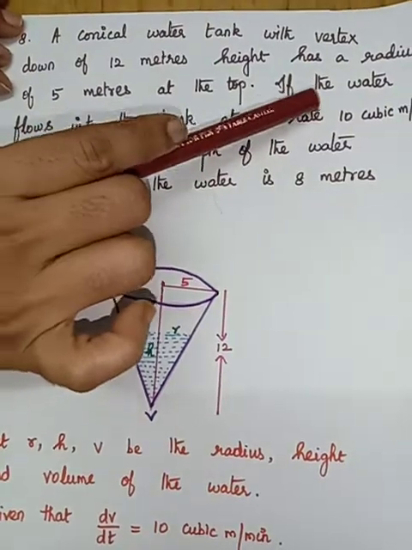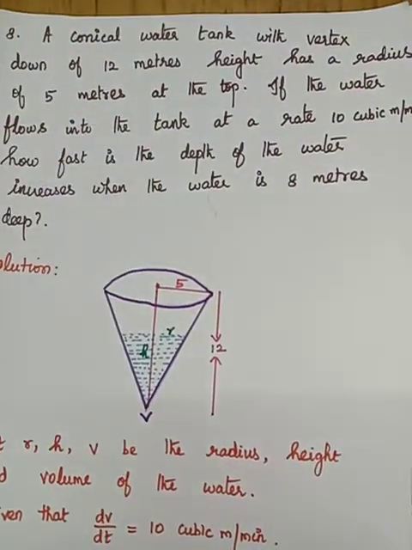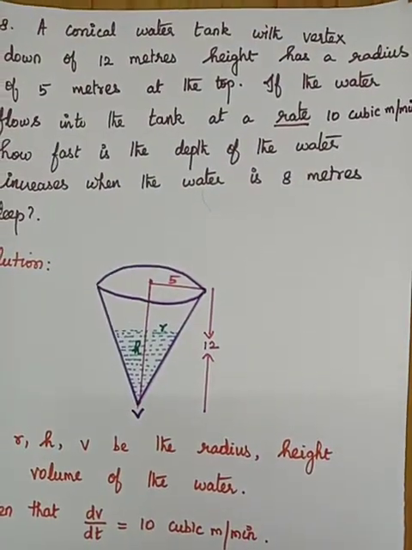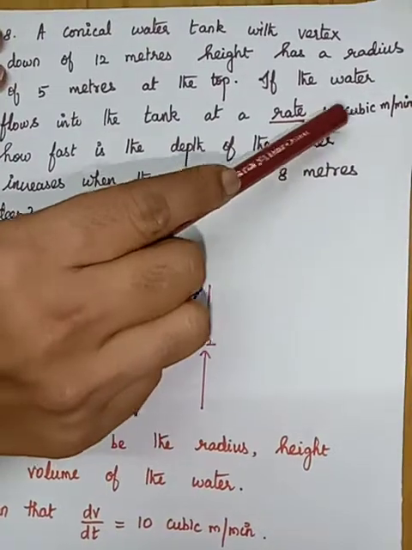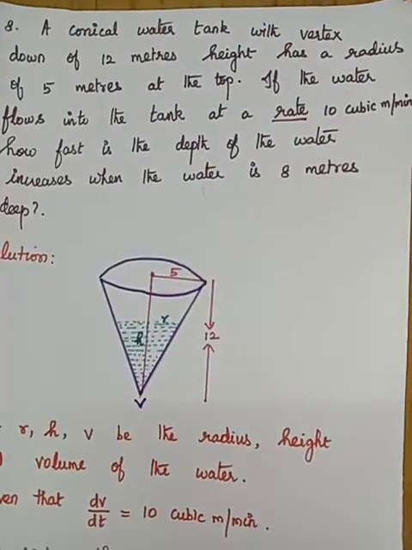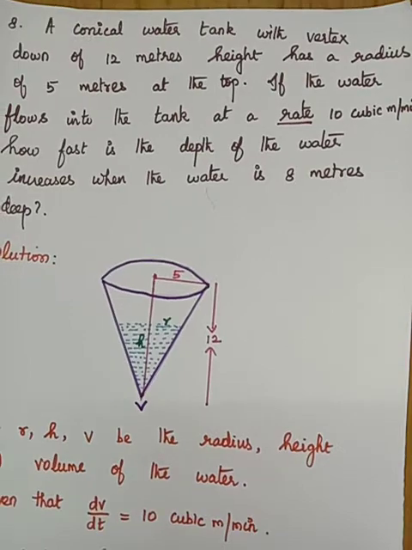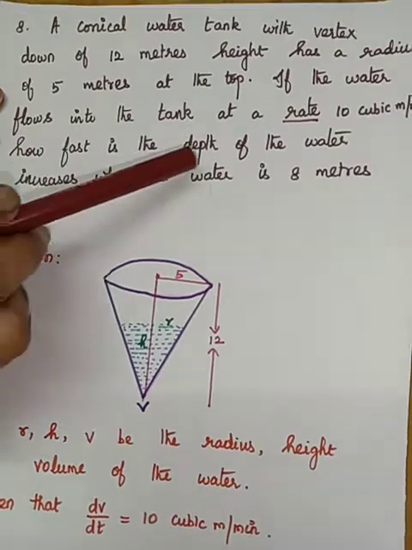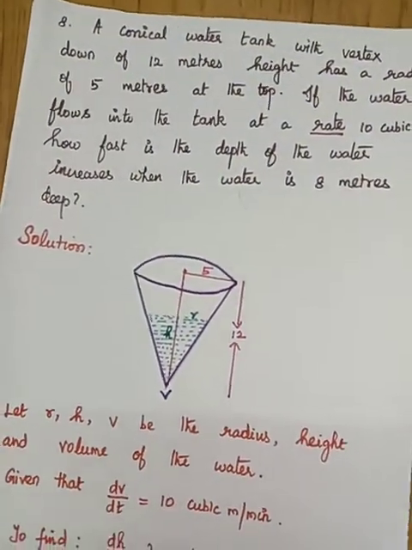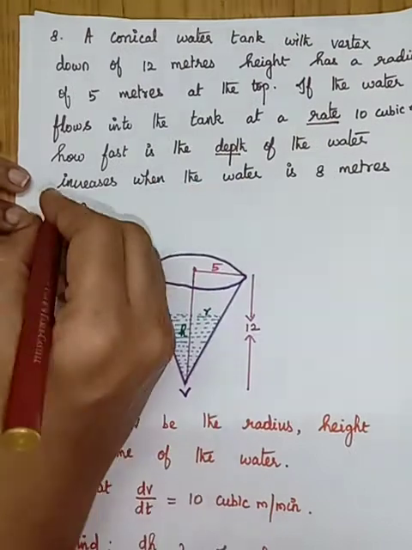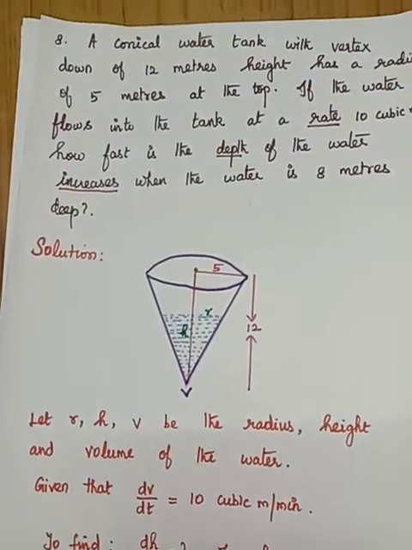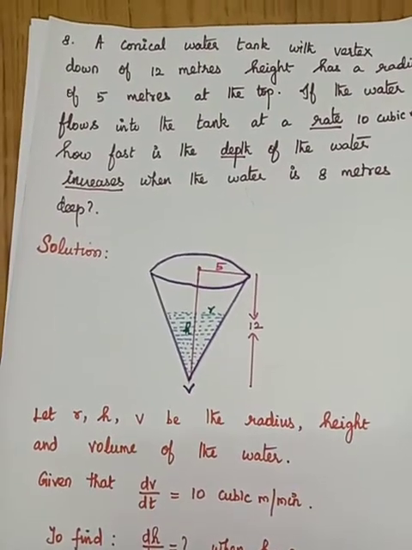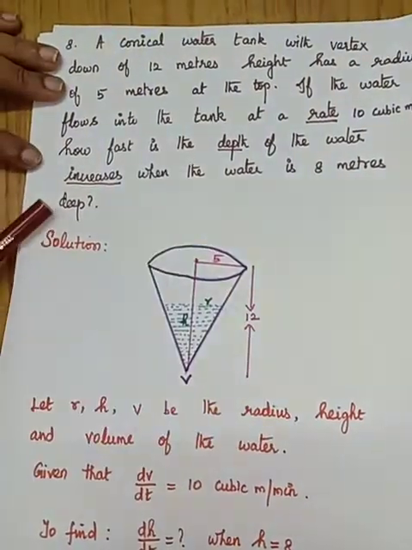So now you see that the water flows into the tank at a rate. So see the word rate. Okay, the rate of flows of water is 10 cubic meter per minute. So for 1 minute, 10 cubic meter water it flows into the tank. Okay, and you have to find out how fast is the depth of the water increases. The depth of the water increases. Okay, so it is the rate of change of depth or rate of increase of depth of the water when the water is 8 meters deep.